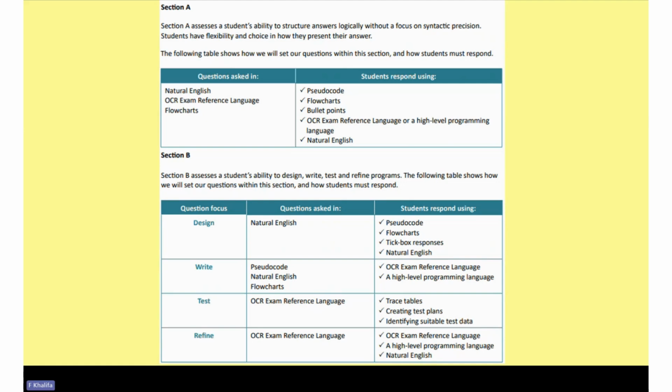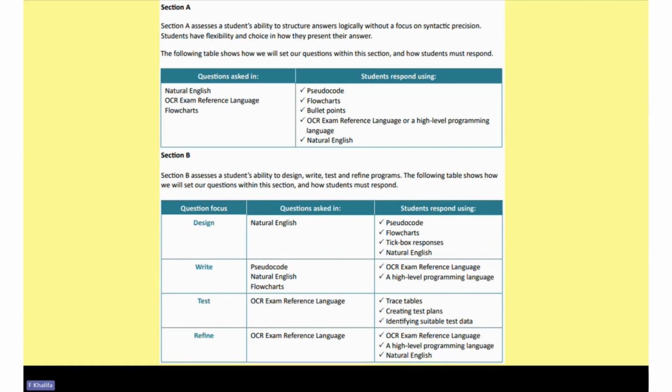Section B is testing your ability to design, write, test, and refine programs. So if you are asked a design question in Natural English, you may be required to use pseudocode, flowchart, tick box responses, and Natural English. If you are asked a write question using pseudocode, Natural English, or flowchart, you may respond in exam reference language or a high-level programming language such as Python.